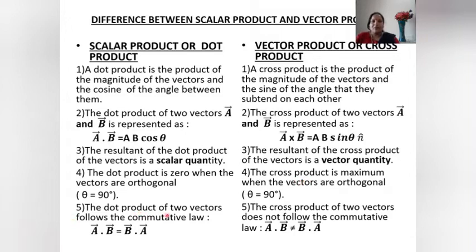The dot product of two vectors follows the commutative law, that is vector A dot vector B equal to vector B dot vector A. The cross product of two vectors does not follow the commutative law, that is vector A cross vector B is not equal to vector B cross vector A.